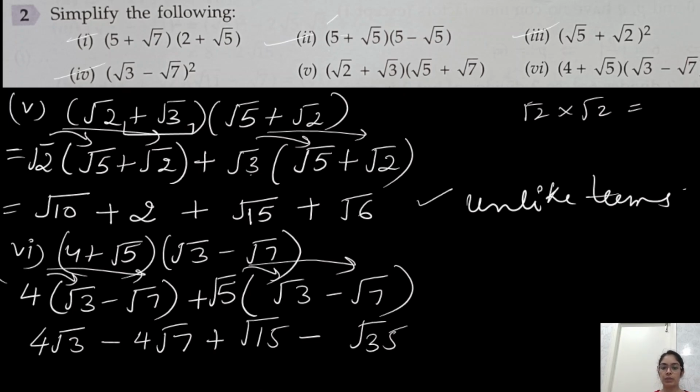So again, all of the four terms are different. If I say like terms, all of the terms are again unlike, so that means further these terms cannot be added or subtracted. So this is the final answer. Now let's do the next one.